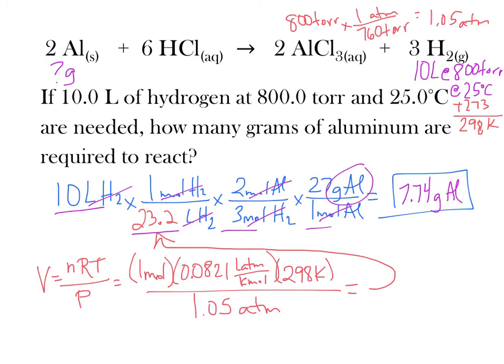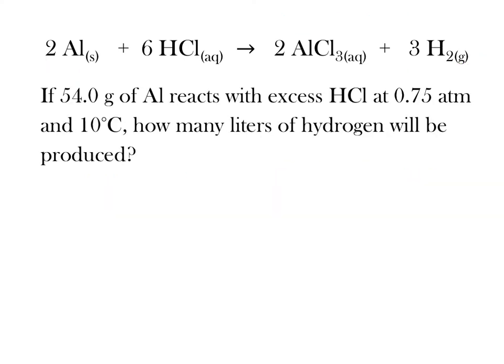You probably have a different approach to this problem, and that's totally okay. Let's try one more. Again, you try your approach, and I'll try mine, and we'll see if we end up with the same answer. So pause now if you did the previous problem differently than I did. All right, if 54 grams of aluminum reacts with excess HCl at 0.75 atm and 10 degrees C, how many liters of hydrogen will be produced?